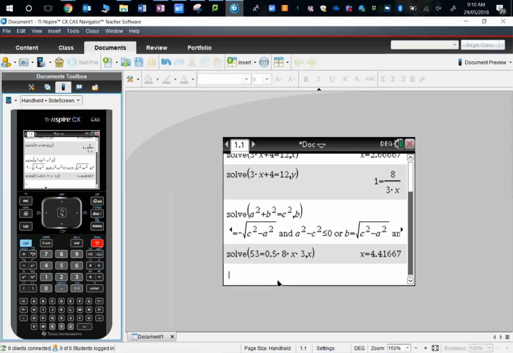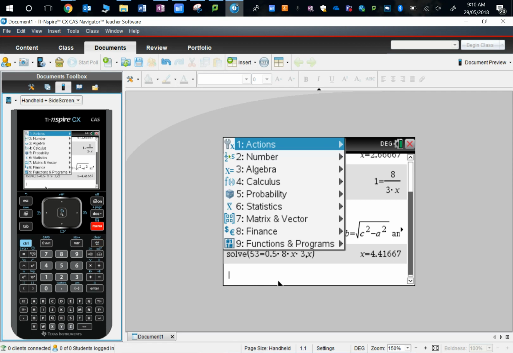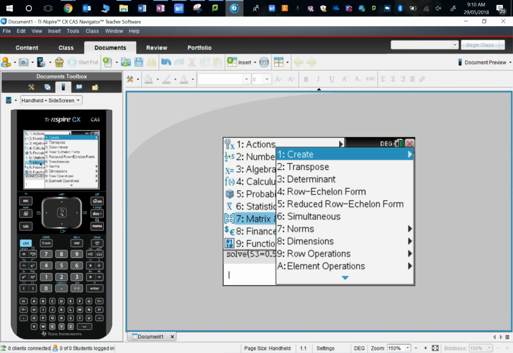So we go menu. Now, anytime you get stuck on your calculator, I get stuck all the time on this calculator. I'm still learning, just like you guys are, okay? I go menu and I go, what could I use to help me? Okay, so menu, this question's about matrices. So I'm going to go menu, matrix, because that's probably got the section which is going to help me. Okay, so menu, 7, matrix and vector, and then it has this.